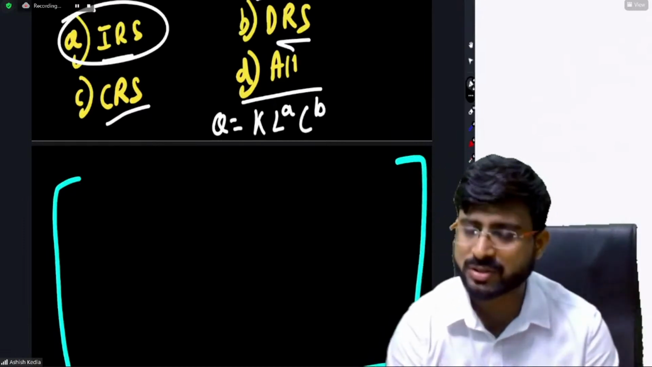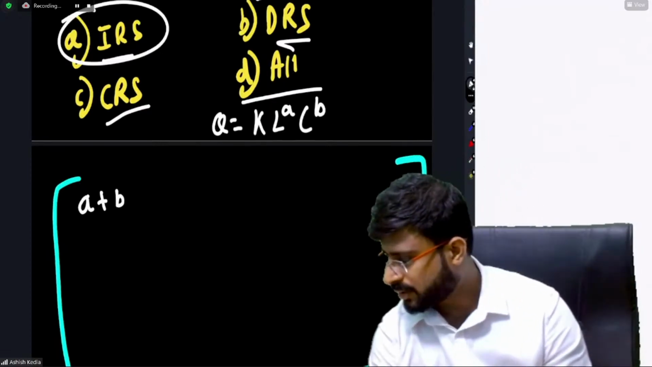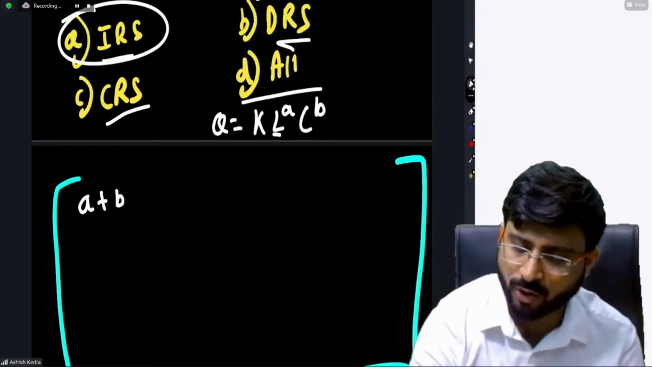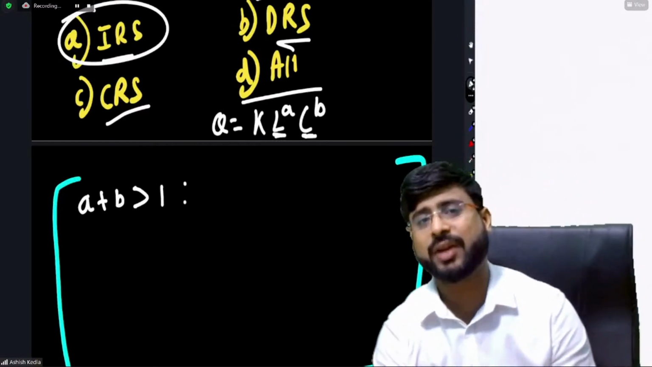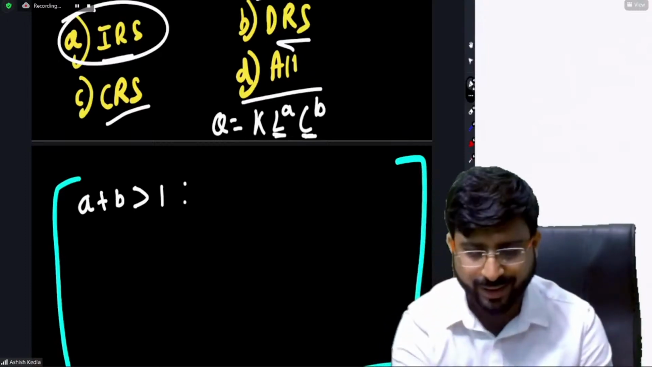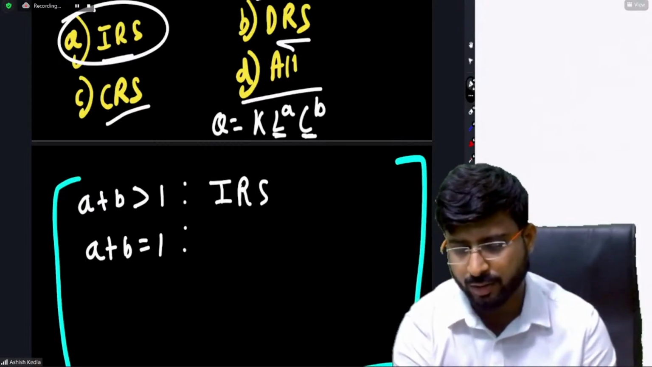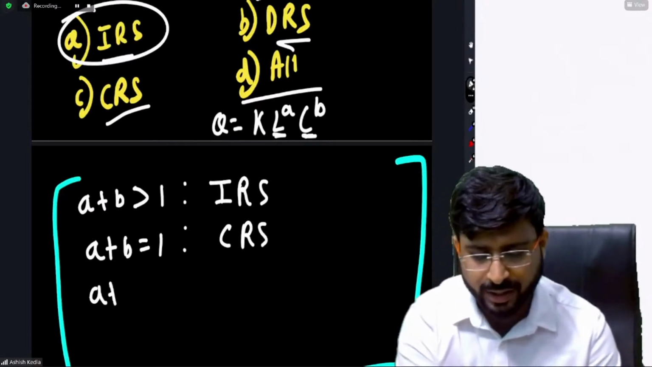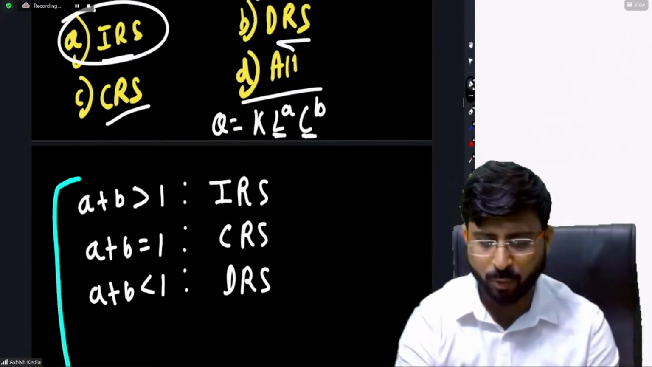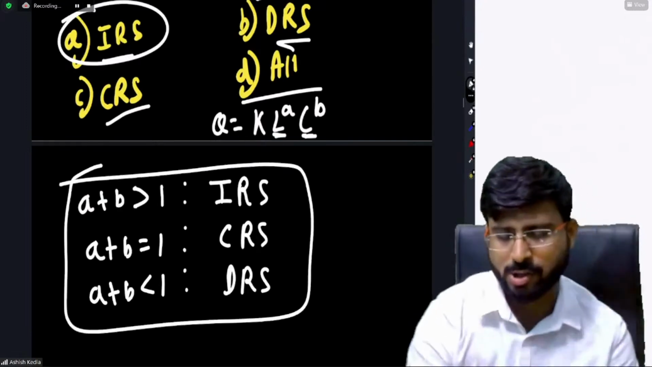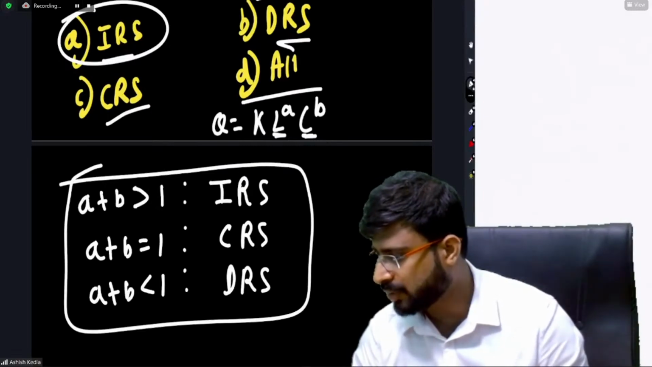Now, one more style I will tell you. Suppose A plus B, that is contribution of labor plus contribution of capital, the value of fractions when added, is more than 1, that is increasing returns to scale. If A plus B equals 1, then it is constant returns to scale. And if A plus B is less than 1, it is diminishing returns to scale. Another important thing you got to remember and note it down using Cobb-Douglas rule. Come on, everyone. Have you noted it down? Yes or no?